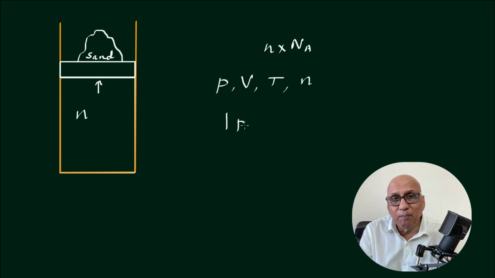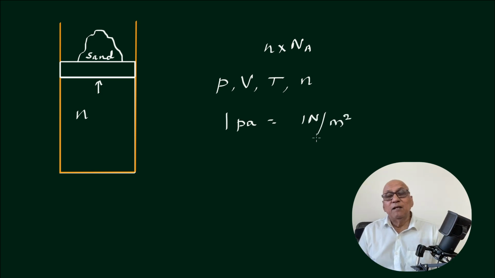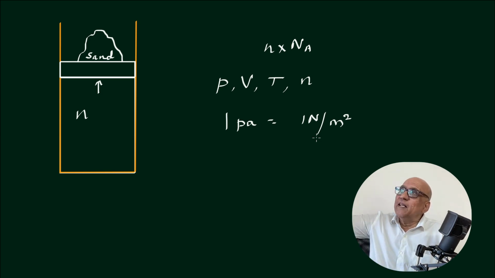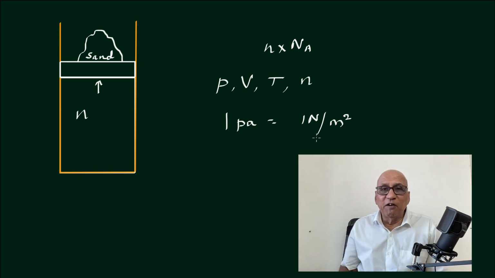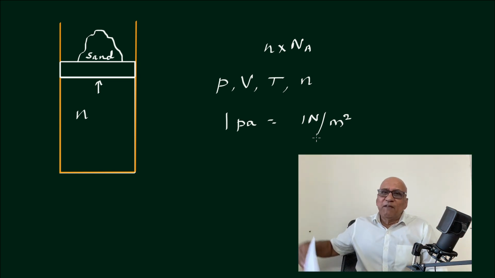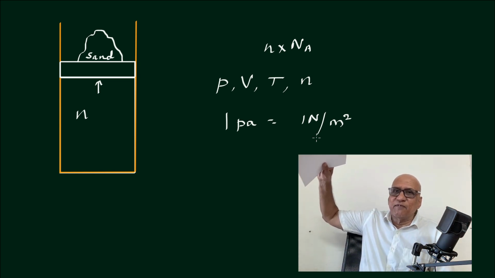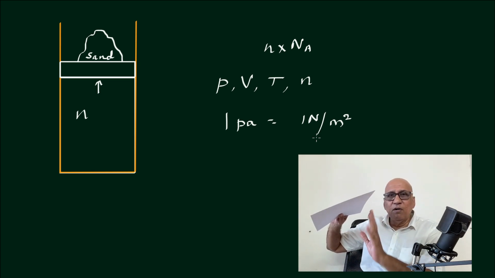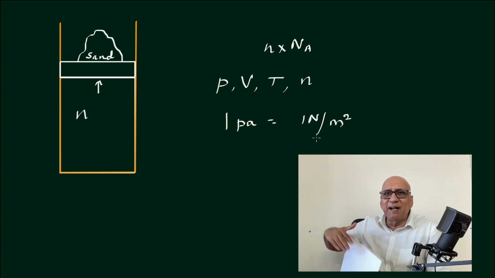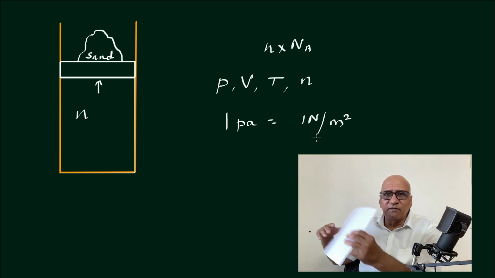So 1 pascal is going to be equal to 1 Newton per square meter. That is the SI unit for pressure. So when I say that the pressure at this point, let's say, is 1.01 × 10^5 pascals, what does it mean? It means that at this point, if I imagine a flat surface, imagine this flat surface. I have this cardboard, but I'm placing it here so that you can see it. But imagine any flat geometrical surface.